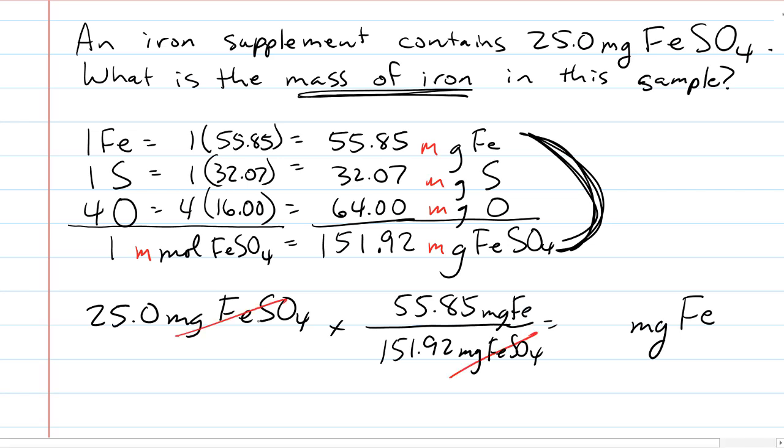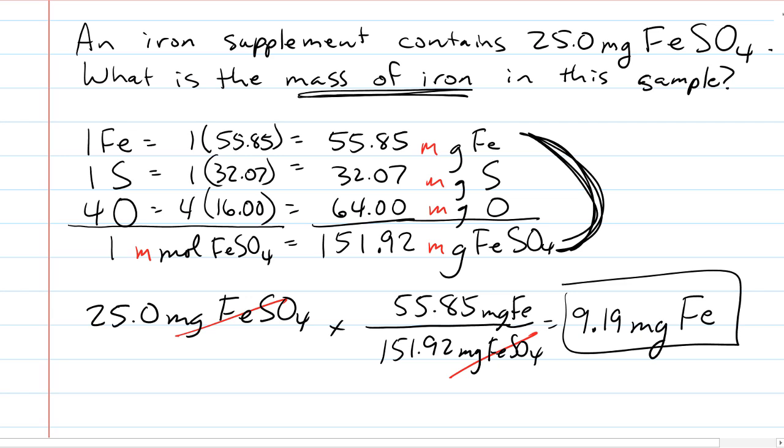At this point, the milligrams are going to cancel out. And then we'll go ahead and calculate this. We'll take 25, multiply it by 55.85, and we'll divide it by 151.92. Now once we get this answer, we should round it off with the correct number of significant figures. So this would be written as 9.19 milligrams of iron.